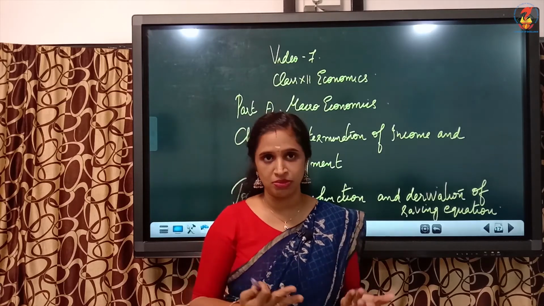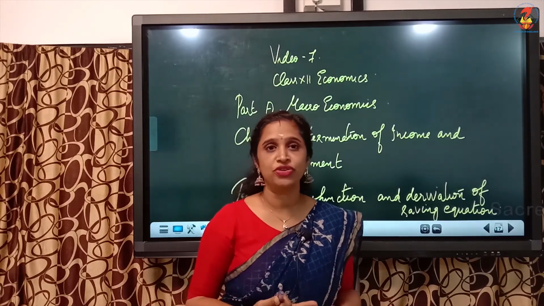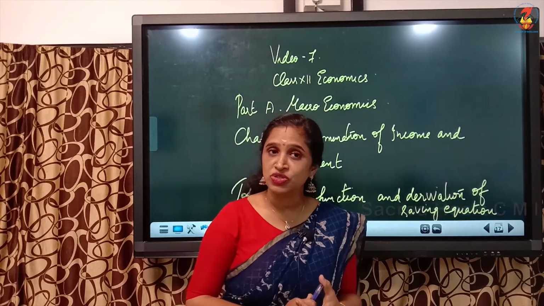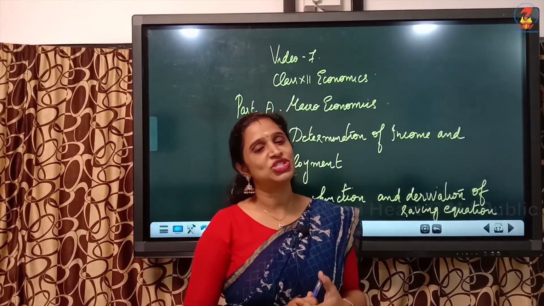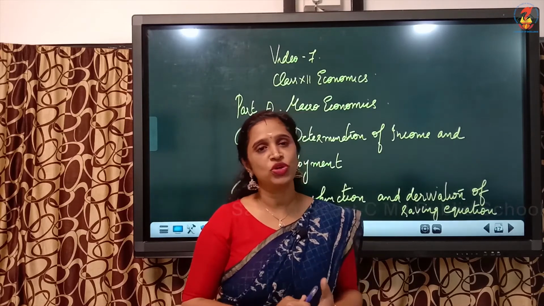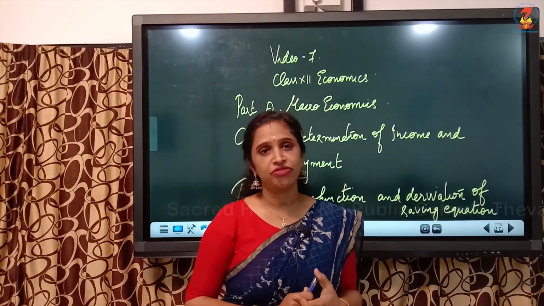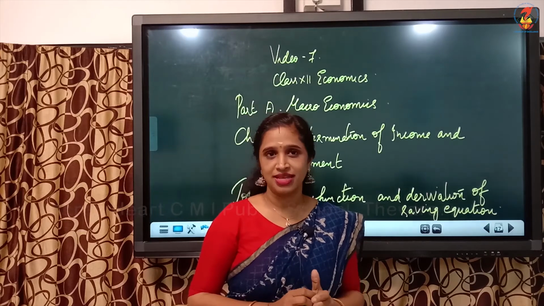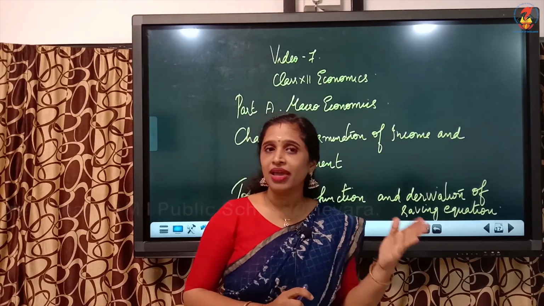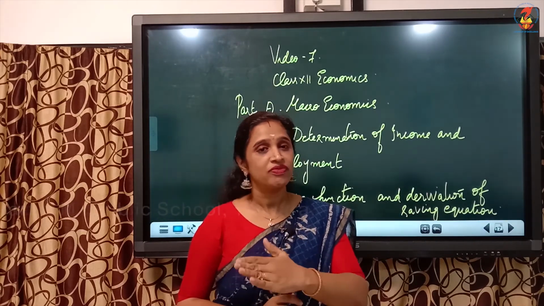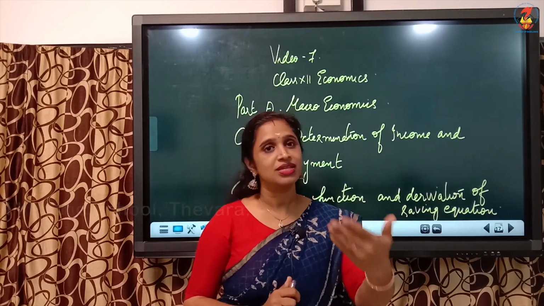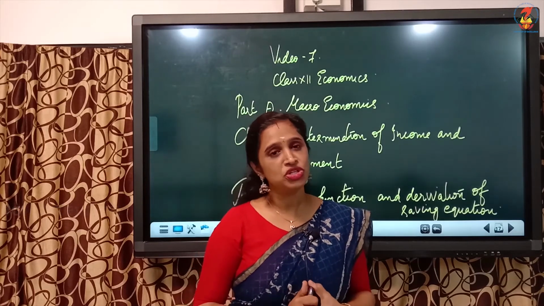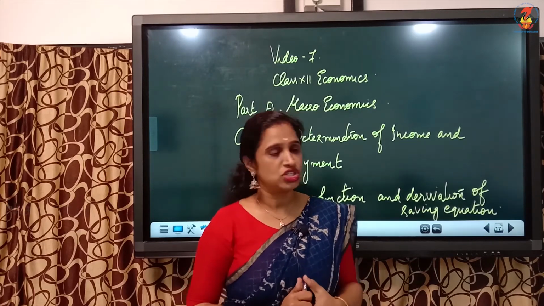C is equal to C bar plus bY, C is the function of Y, then two aspects of propensity to consume, average propensity to consume and marginal propensity to consume. Next we are moving on to the new topic, saving function, because we need to go in detail with C, I and S. AD is C plus I, AS is equal to C plus S, where we finished with C, next is S, and after that we will come to investment. So today we are going to learn the saving function.